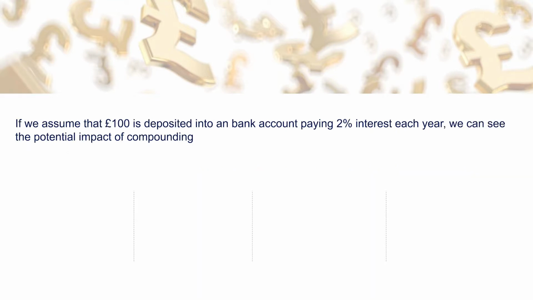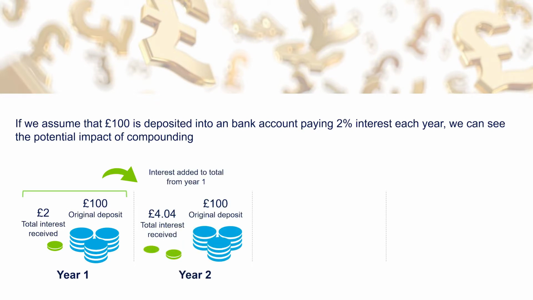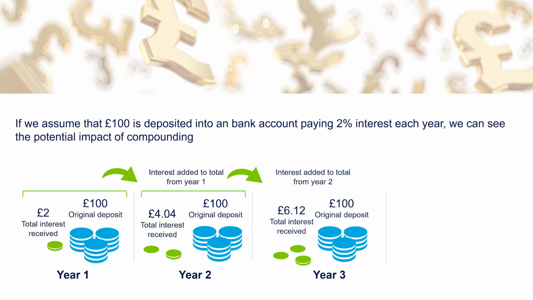Let's have a look at this same example but using numbers. Assume that £100 is deposited into a bank account and that this account pays 2% interest at the end of each year. At the end of year 1, £2 of interest is added to the original deposit of £100. At the end of year 2, 2% interest is added again. However, this time the interest is applied to the original deposit of £100 and the £2 of interest already added, which results in £2.04 in interest. The combined total interest now received into the account is £4.04. At the end of year 3, this is repeated again, with total interest paid into the account reaching £6.12. This now continues for as long as the money is left in the account.